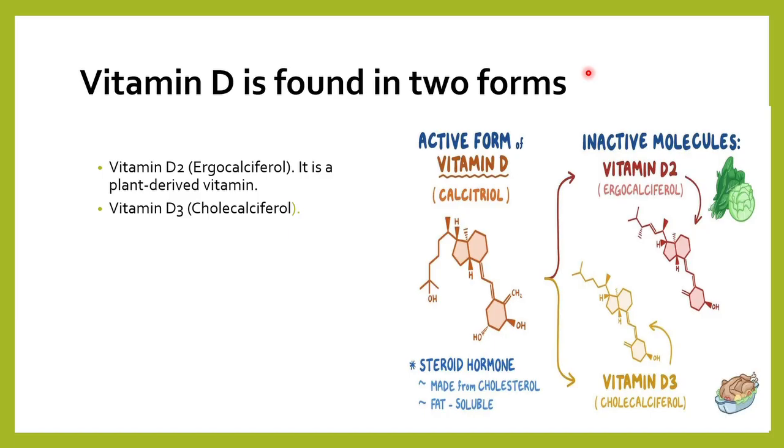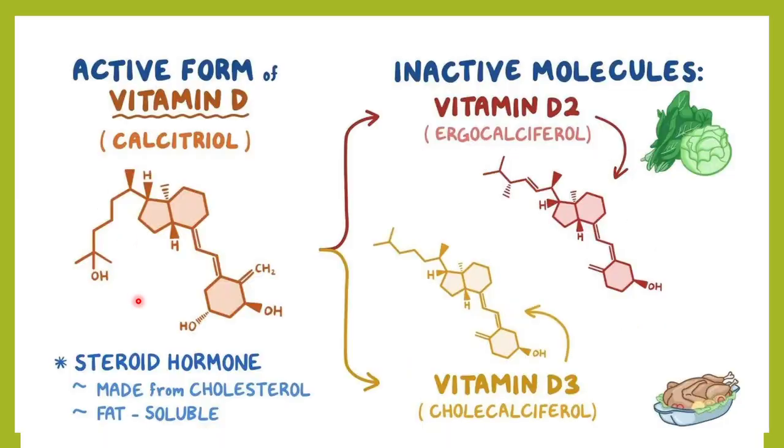So vitamin D is found in two forms. One is vitamin D2 or Ergocalciferol, and it is a plant derived vitamin. And next is vitamin D3, which is Cholecalciferol. This vitamin D is an inactive molecule, and the active form of vitamin D is calcitriol. We will see about this in the coming slides.